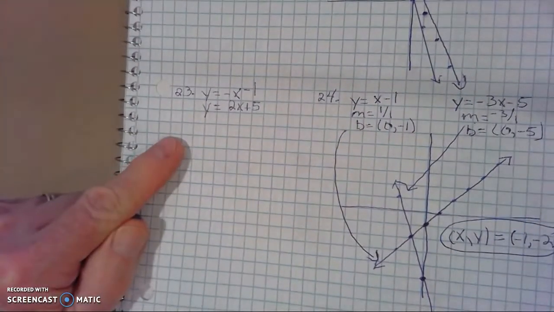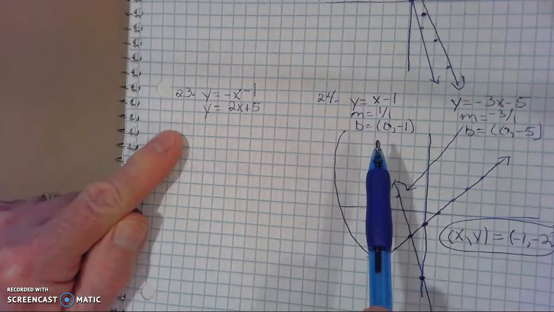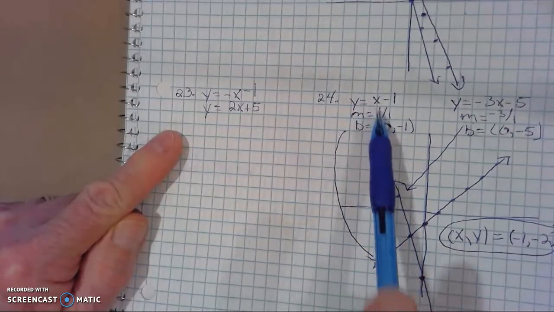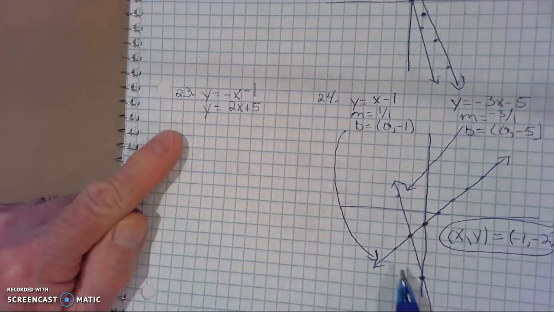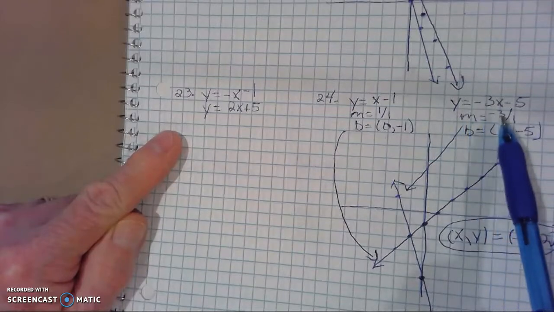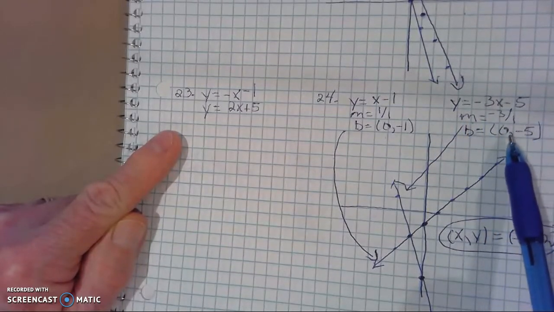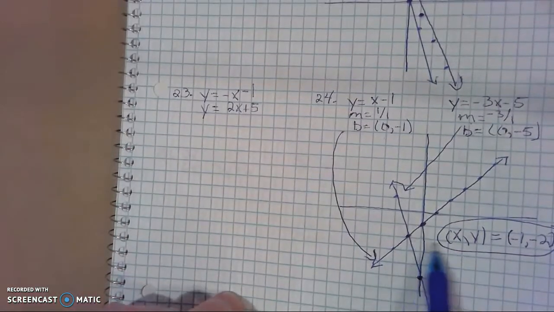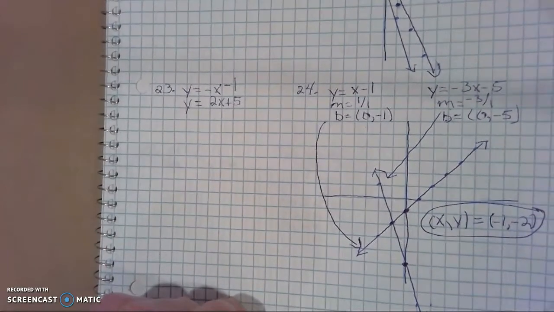Then 23 and 24, here's 23, which I didn't work. That's for you to work. 24, the y is already by itself, slope's 1, and y-intercept 0, -1, and here's where it's graphed. Then the second one, y equals -3x minus 5, is here, and the slope, -3/1, and y-intercept 0, -5. Remember, we're looking for where these two lines intersect, as I've shown here.